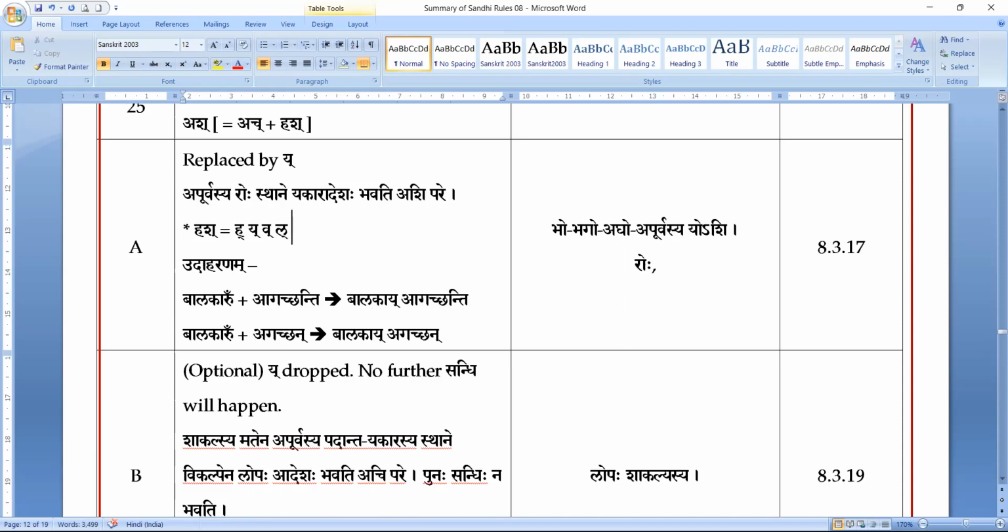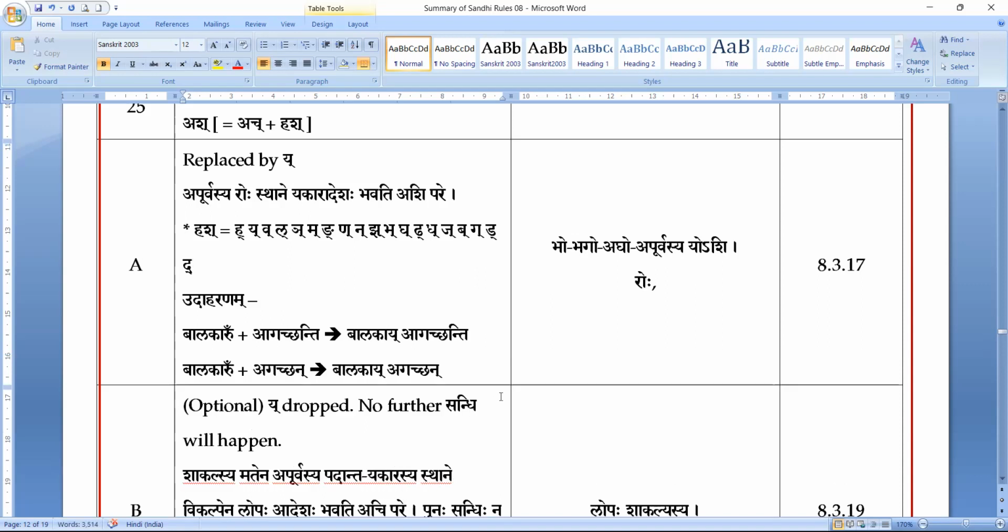Ha, Ya, Va, Ra, La, Na, Ma, Nga, Na, Jha, Bha, Gha, Dha, Dha, Ja, Ba, Ga, Da, Dash. These are the letters. So here Repa is missing. Yes, this you can note.